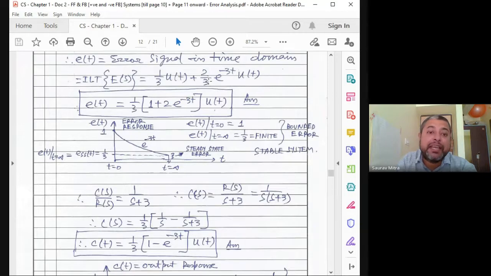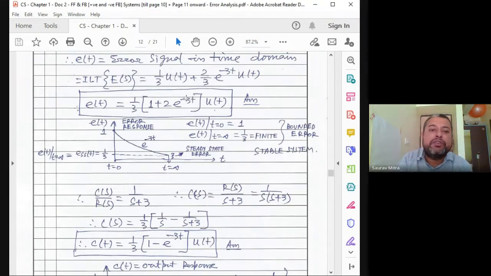So how much is the error initially? 1 by 3 plus 2 by 3, that is equal to 1. So initially at t is equal to 0, this part is always 1 by 3 and this part is 2 by 3 into e raised to 0, that is 1. That is, initially the error is 1 by 3 plus 2 by 3 is equal to 1. As time is going by, this 1 by 3 part is constant and this 2 by 3 into e raised to minus 3t part will keep on decreasing.